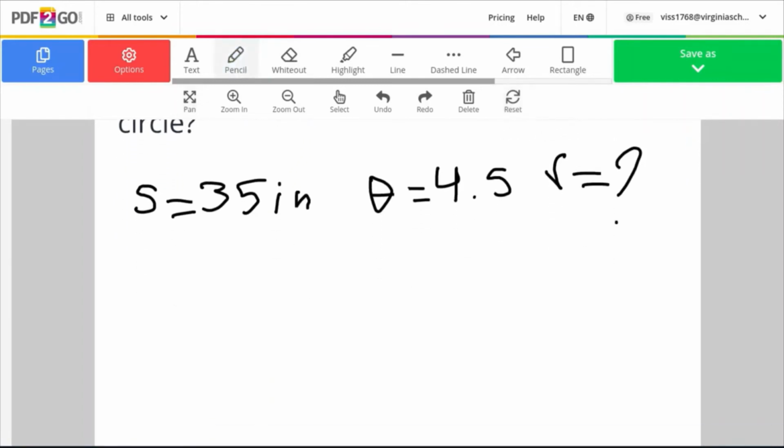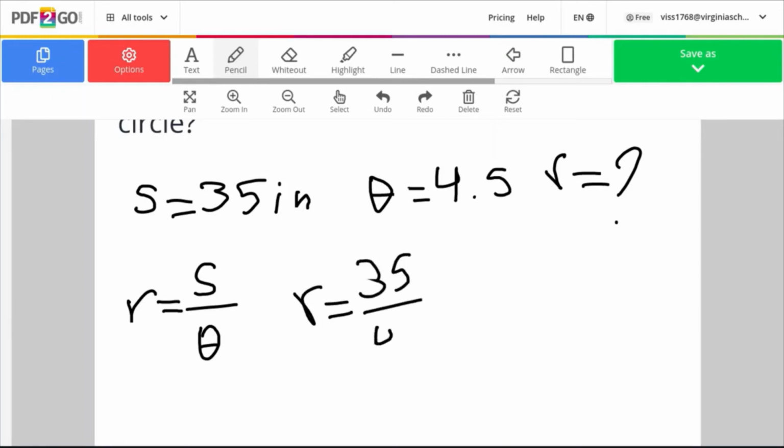So we start by writing the equation, which is radius equals the arc length over the radian. So r equals 35 over 4.5, and the answer is going to be 7.78 inches, which is our radius.